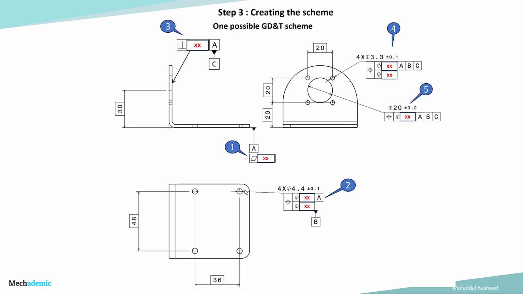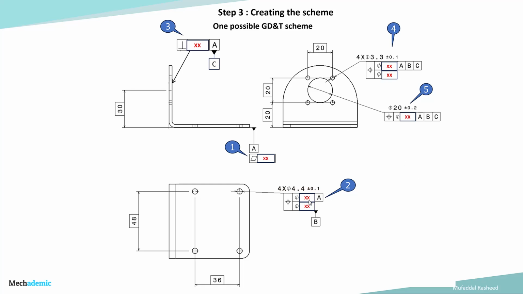Next, there is a pattern of 4 holes with a size of 4.4 diameter with a size tolerance of plus or minus 0.1, and they are controlled in position with respect to datum A, which means that we are basically controlling the orientation or perpendicularity of the holes within a cylindrical tolerance zone. The tolerance values are not defined. These values can change depending on the application, the precision required, and the manufacturing processes used. So this is just setting the scheme. We can define the tolerances later.